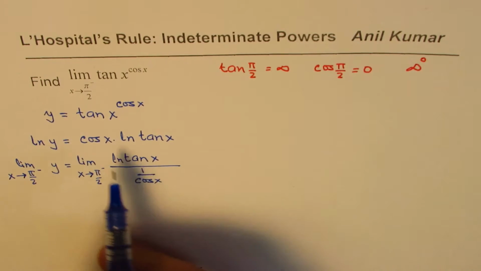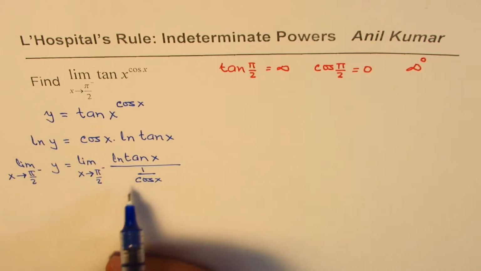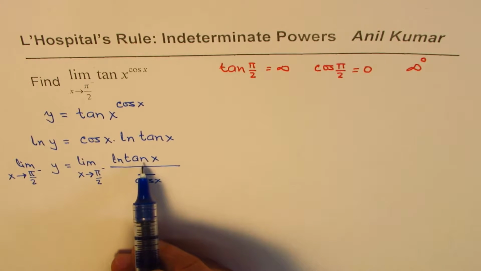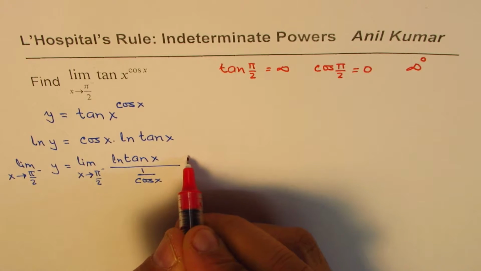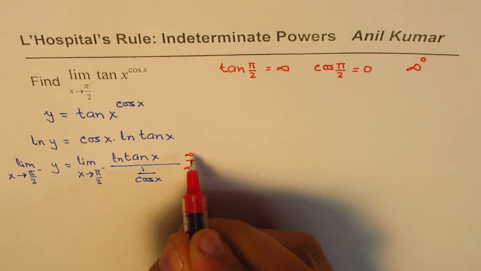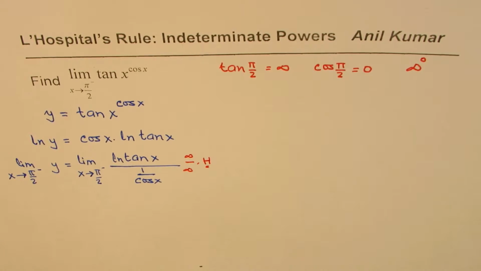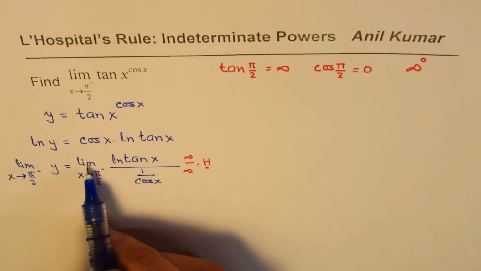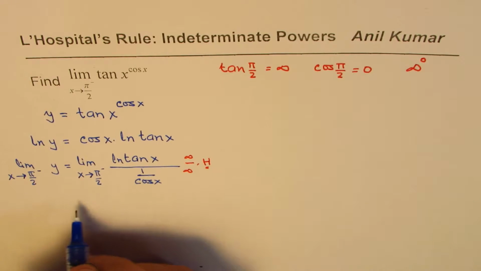Now, if I write pi by 2, then we know tan pi by 2 is infinity, cos pi by 2 is 0, 1 over 0 is infinity. So we have indeterminate form infinity over infinity, right? So this is of the form infinity over infinity. So we can again apply the L'Hopital's rule. That is, we'll take the derivatives of both numerator and denominator. Limit for the quotient of functions is same as limit for quotient of their derivatives. That's the whole idea, right?